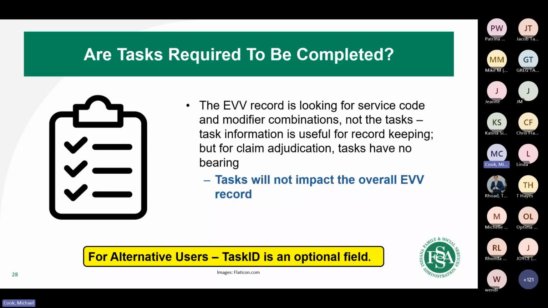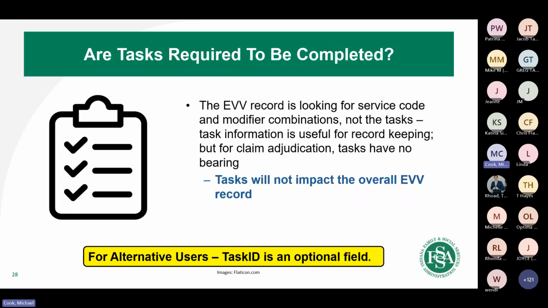Are tasks required to be completed? The EVV record is looking for service code and modifier combinations, not tasks. So as you capture EVV activity, you'll notice that you have the option of capturing tasks, which essentially gets a level deeper than just what specific service am I performing. I'm actually explaining in further detail what specific task I'm performing within that service.